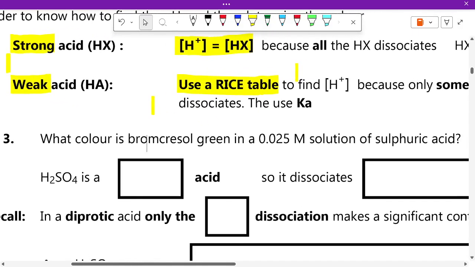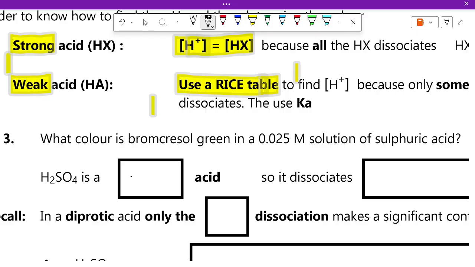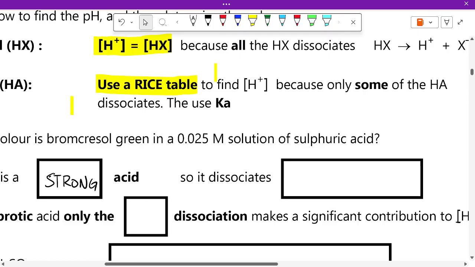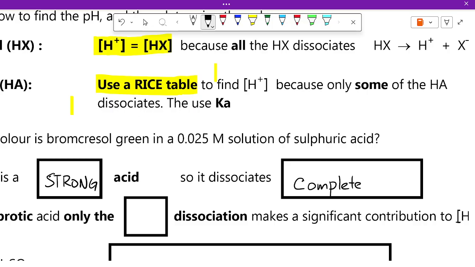What color is bromcresol green in a 0.025 molar solution of sulfuric acid? H2SO4 is what kind of acid? Strong. So it dissociates completely. Do both hydrogens come off? No, the first one comes off completely, the second one comes off, but only a very small amount.